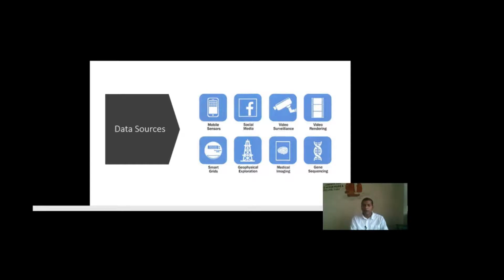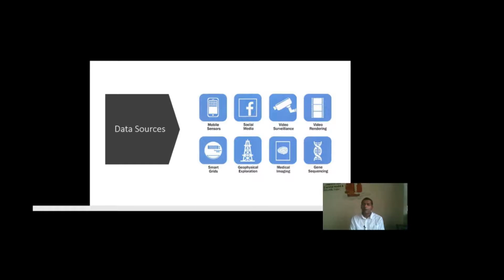Video rendering, this service is used for generating a number of videos and processing them. Smart grids, with the help of the internet and electricity, we generate multiple data and process it as and when required. Geological explorations, so we have multiple locations. With the help of satellites, we get lots of information, we analyze it, we process it, and we keep it for future use.